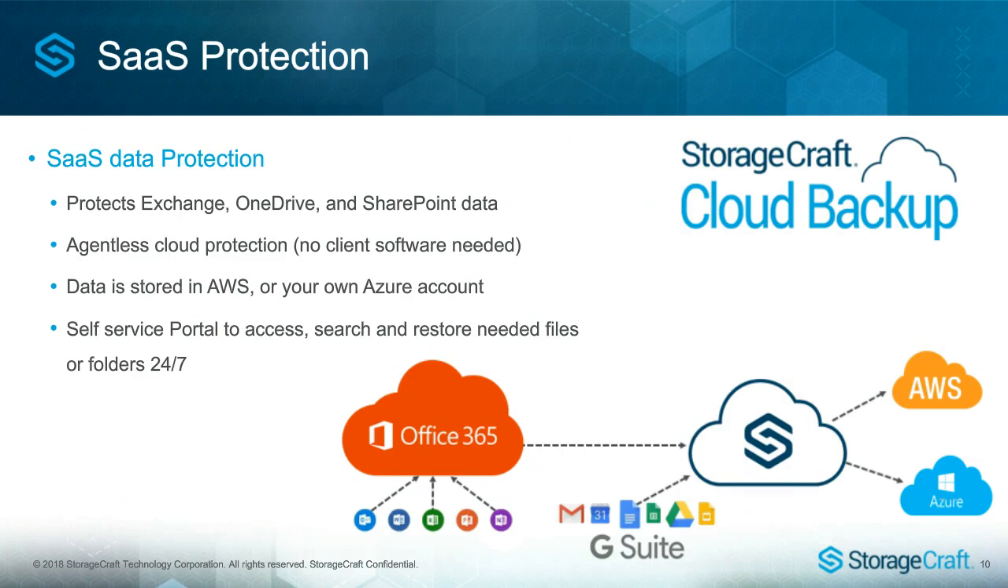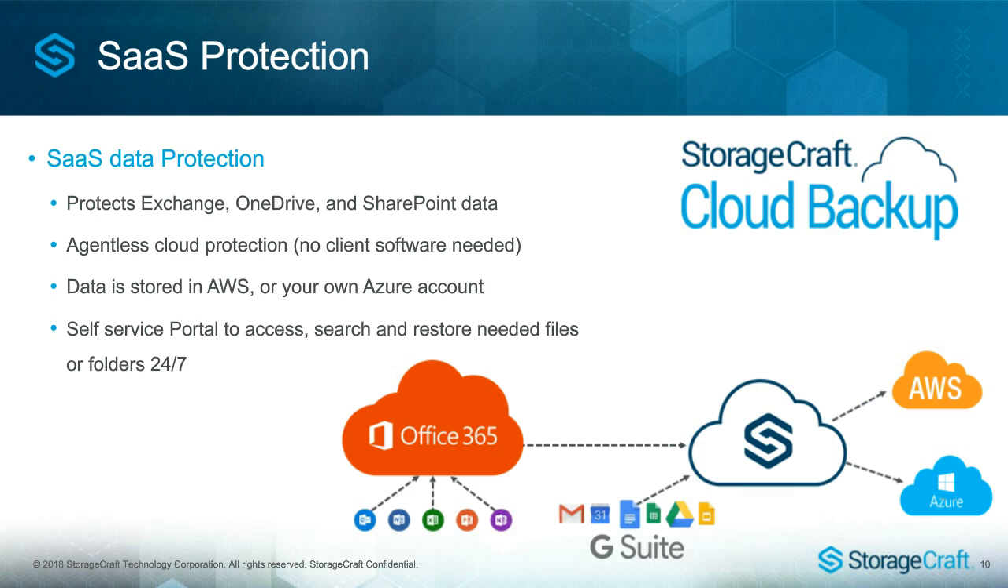And on the SaaS protection side, again, protecting Exchange, OneDrive, SharePoint, no agent necessary for the Office 365 and SaaS protection. Your data is stored in AWS or in Azure. You get to pick. If it's in Azure, it's in your own account, so you'll always have access to that data. Like Eric was talking about, if you have the data in the cloud and you need access to it, it's your own Azure account, so you have complete access.